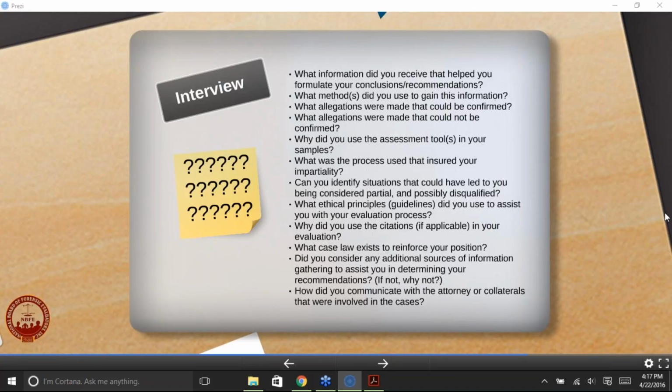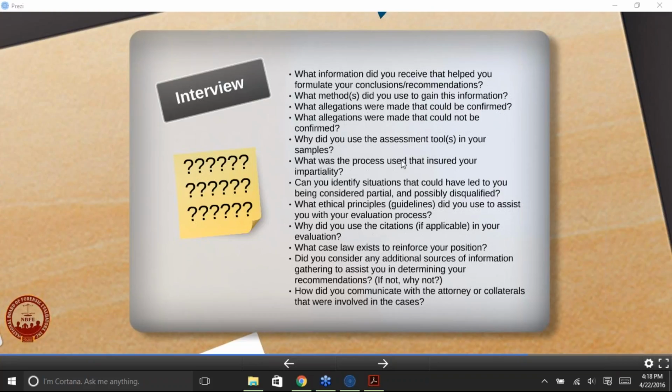Oh, also no more than 10 pages for the report. I got a comment here in our chat box about that. So remember, you want to limit yourself to 10 pages because the oral examiners don't need to be reading a 25-page report.